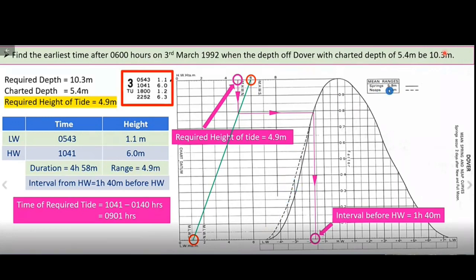And in the same way, if your height goes above 5.9, then you will always pick up the solid line. We don't go outside the solid line.